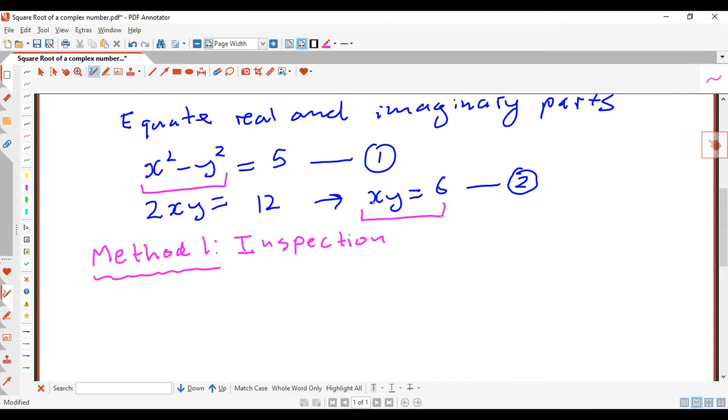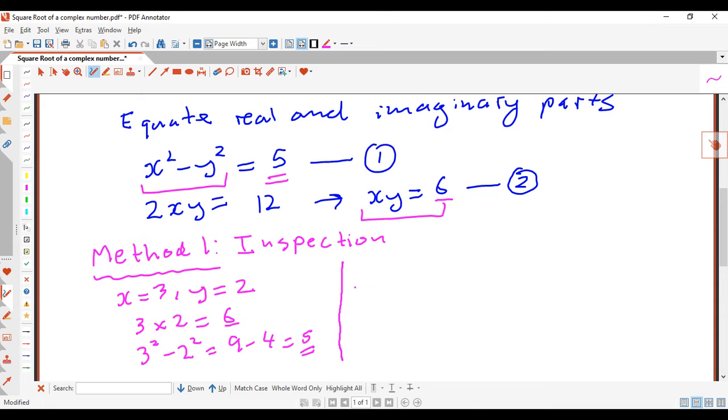So straight away I'm going to think I'm going to try x equals 3 and y equals 2. Okay, now let's see if it works. 3 times 2 is equal to 6, and then 3 squared minus 2 squared equals 9 minus 4, which equals 5. So you can see that 5 there matches that 5 there, so that works. And the 6 there matches the 6 over here. Okay, so those two numbers work.